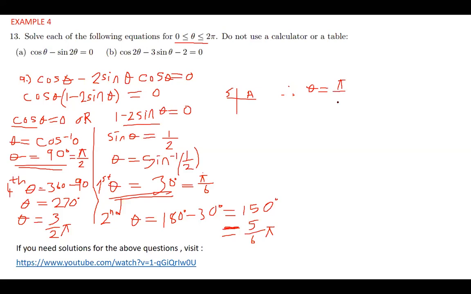Then after pi over 6, you have pi over 2. And then after pi over 2, you're going to have 5 over 6 pi. And then lastly, you write your 3 over 2 pi there. So you put them in the order starting with the smallest angle. So these are your answers for the first question there.